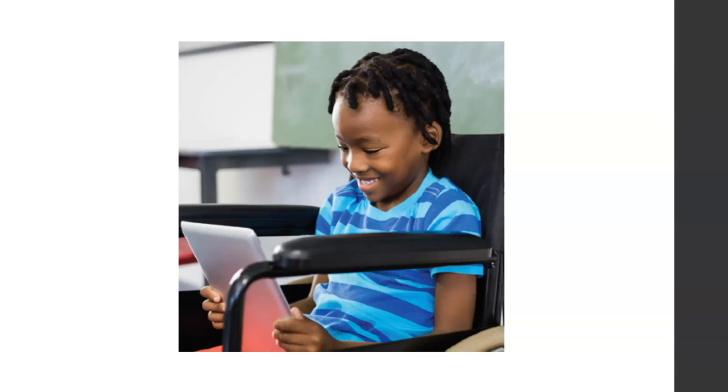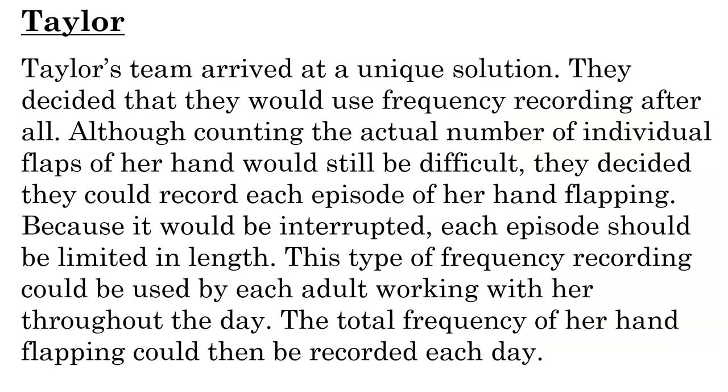Taylor's team arrived at a unique solution. They decided that they would use a frequency recording after all. Although counting the actual number of individual flaps of her hand would still be difficult, they decided they could record each episode of her hand flapping. Because it would be interrupted, each episode should be limited in length. This type of frequency recording could be used by each adult working with her throughout the day. The total frequency for hand flapping could then be recorded each day.